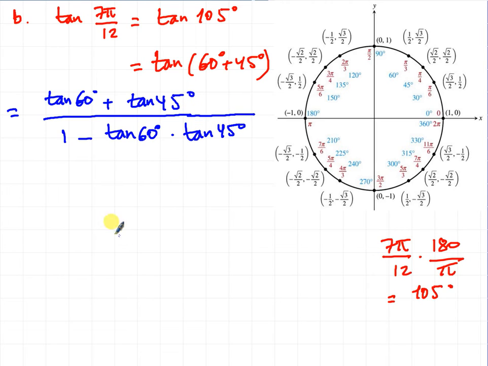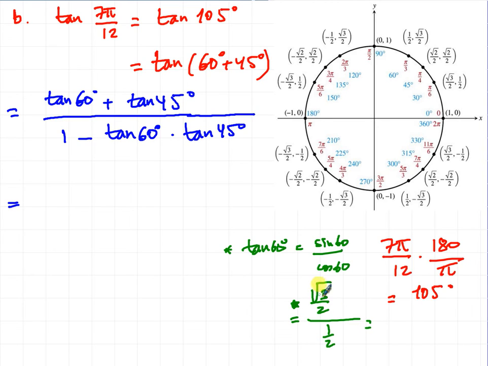Alright. Now, what is tan 60? Tan 60, as you all know, is the sine 60 over cosine 60. Now, what's sine 60? We go to the unit circle. Sine 60 is radical 3 over 2, so radical 3 over 2 over cosine 60. Cosine 60 is 1 over 2.